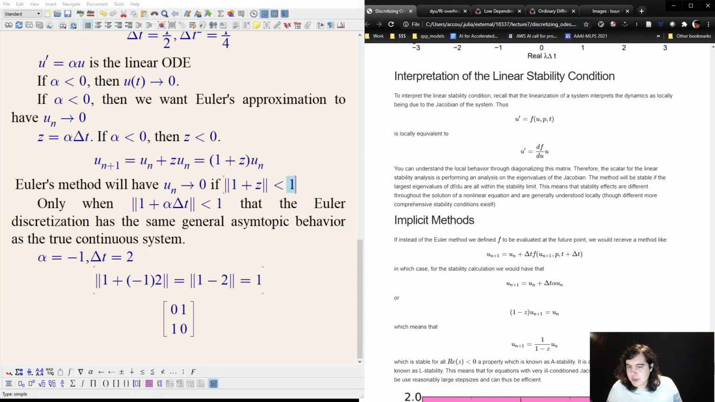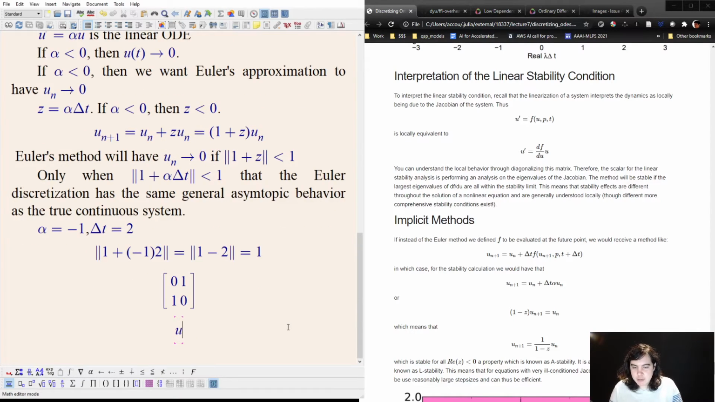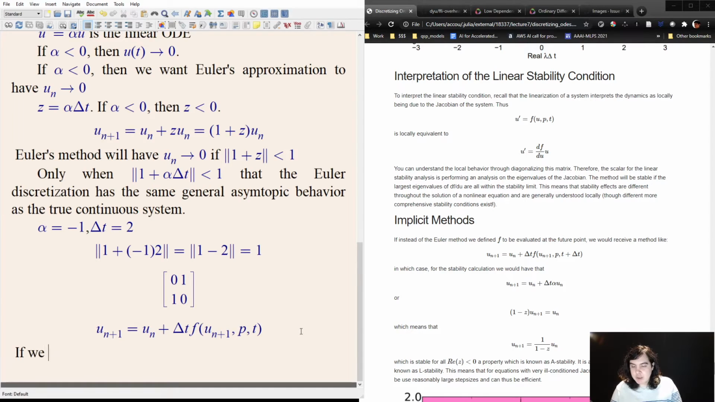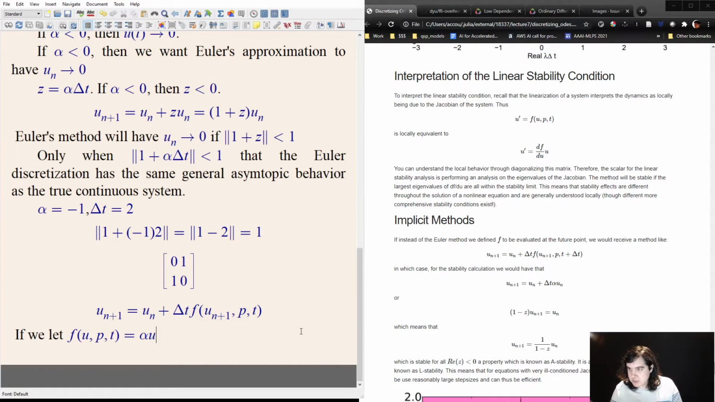Now let's go to implicit methods, because there's this other story that popped up. There was this other story of u_{n+1} = u_n + Δt f(u_{n+1}, t). There was this other derivative approximation that we could have done. And so in this case, if you do the stability calculation, we let f(u, t) = αu. This is what we do with the stability condition.